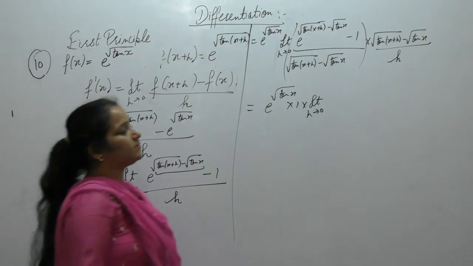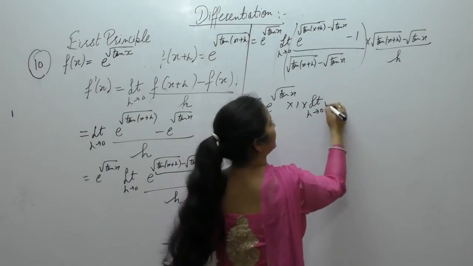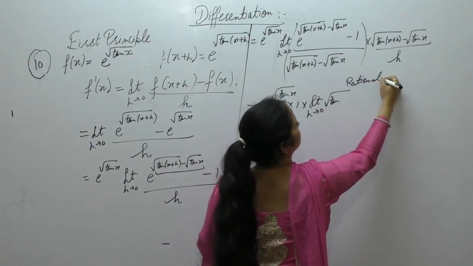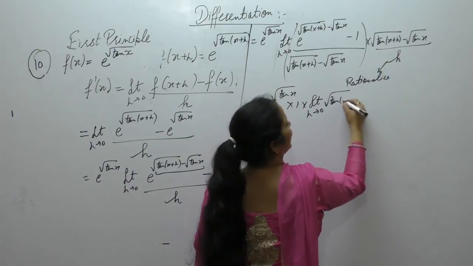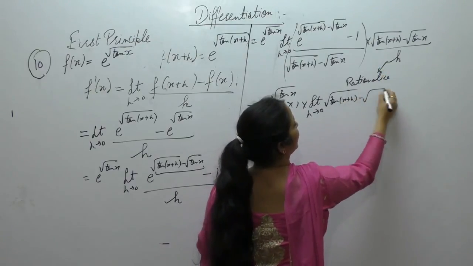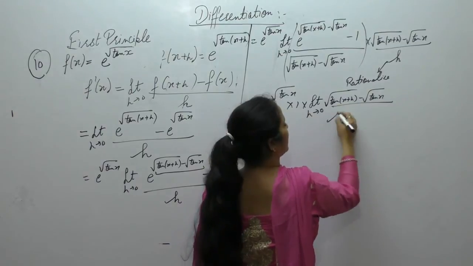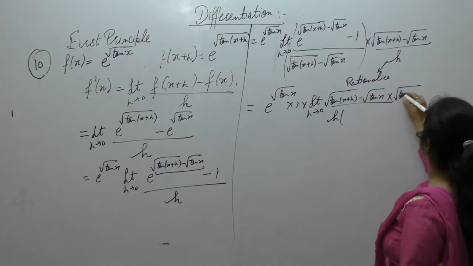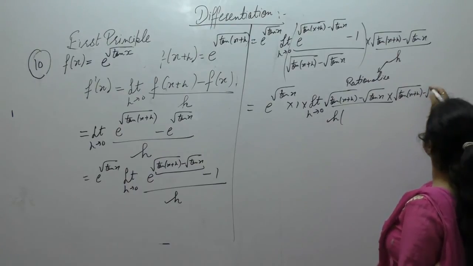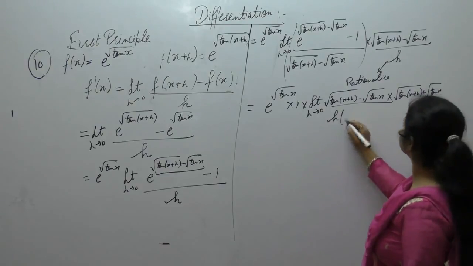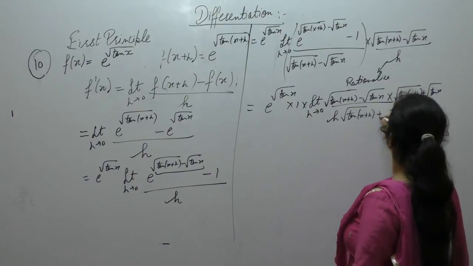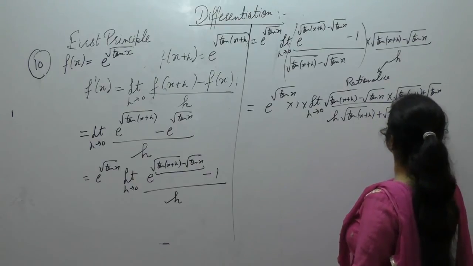Square root of this term. Now we will have to rationalize it. Square root of tan x plus h minus root of tan x upon h. Rationalize it. So we will have to multiply it by square root of tan x plus h plus square root of tan x, upon square root of tan x plus h plus square root of tan of x.